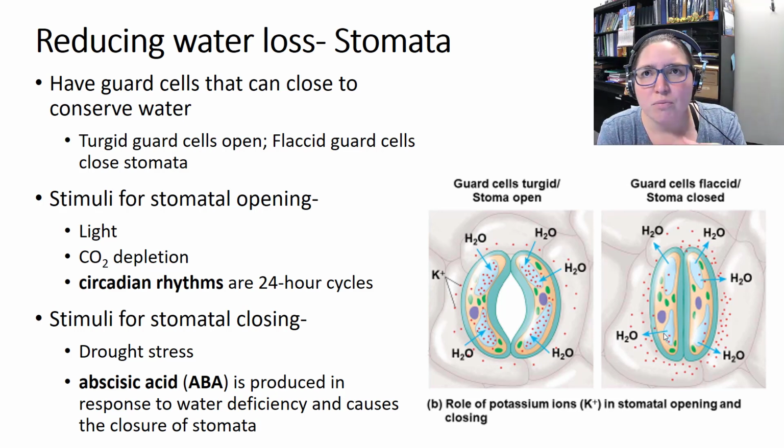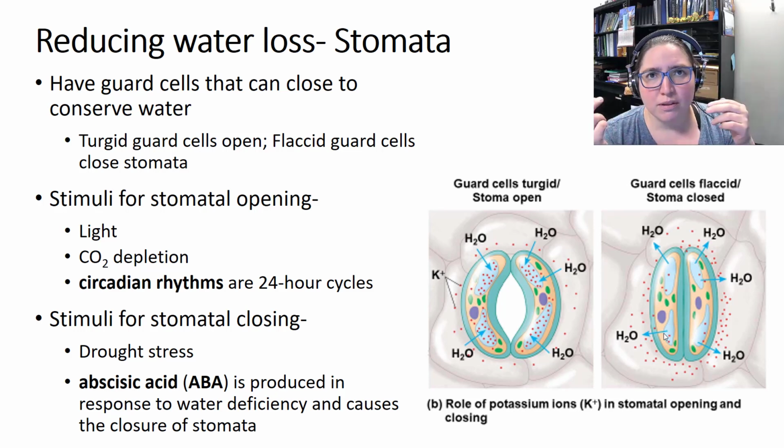Why would the stomata open with light? What's the plant going to do when there's light available? It could do photosynthesis, right? What do the stomata have to do with photosynthesis? Well, that's how they capture carbon dioxide. You need carbon dioxide and light for photosynthesis. Also, stomata open when there are low carbon dioxide levels inside the leaf, and the stomata can open on a circadian rhythm.